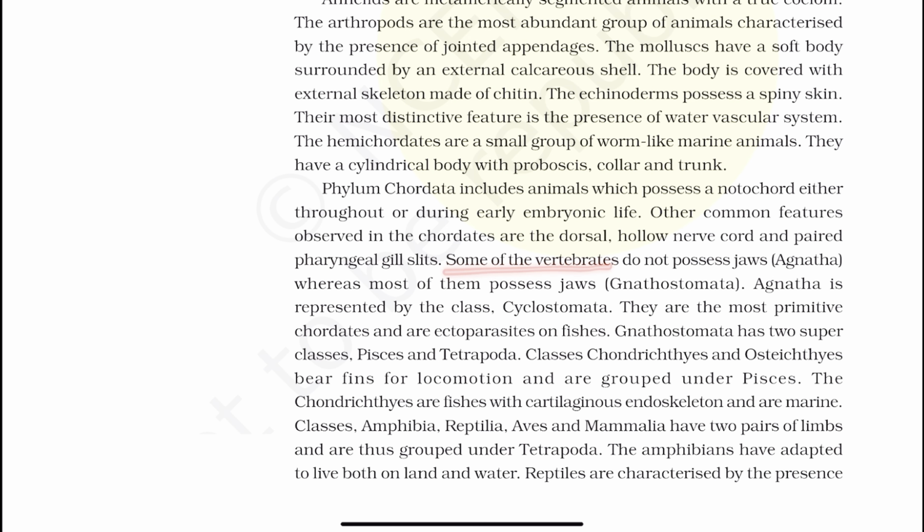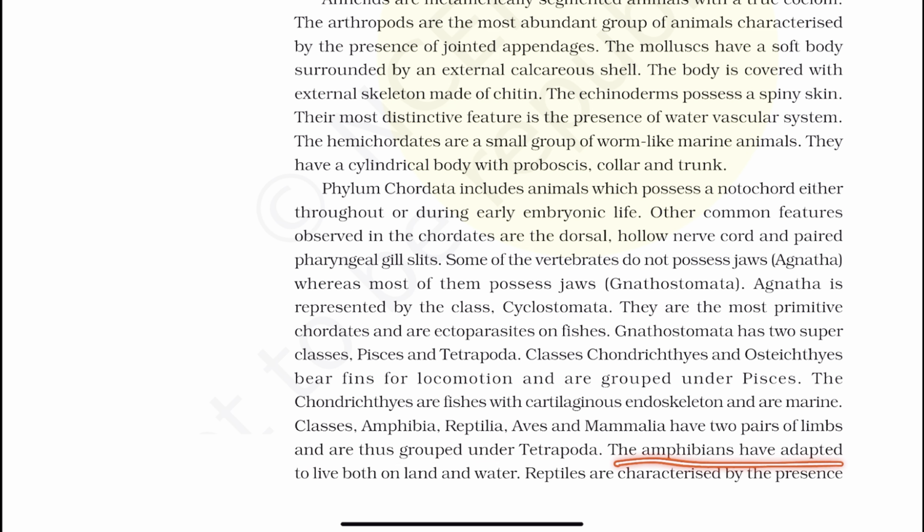Some of the vertebrates do not possess jaws, Agnatha, whereas most of them possess jaws, Gnathostomata. Agnatha is represented by the class Cyclostomata. They are the most primitive chordates and are ectoparasites on fishes. Gnathostomata has two superclasses, Pisces and Tetrapoda. Classes Chondrichthyes and Osteichthyes bear fins for locomotion and are grouped under Pisces. The chondrichthyes are fishes with cartilaginous endoskeleton and are marine. Classes Amphibia, Reptilia, Aves, and Mammalia have two pairs of limbs and are thus grouped under Tetrapoda.